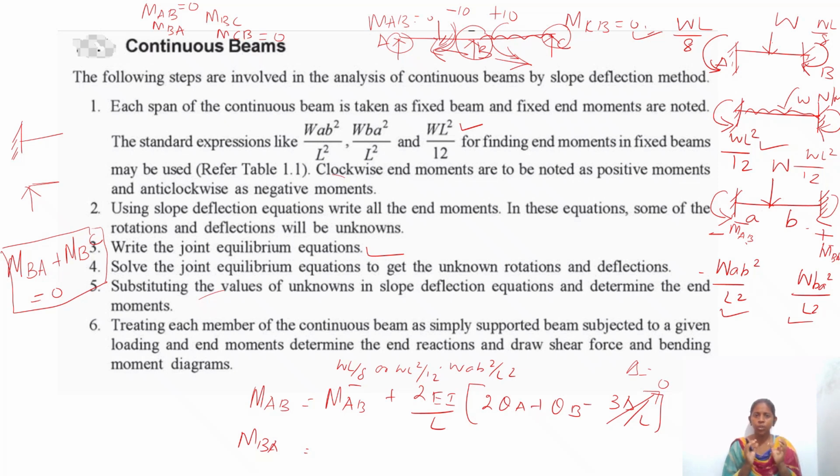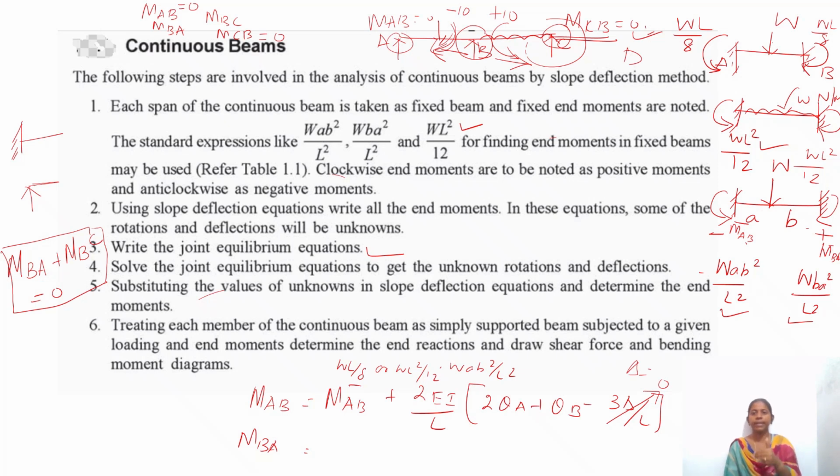Next, you write each and every slope deflection equation for each end, from A to B and B to A, from B to C and C to B. Next, you formulate the joint equilibrium equation with the inner joints. If there is another span, C to D, you can form another equilibrium equation as MCB plus MCD equal to 0.